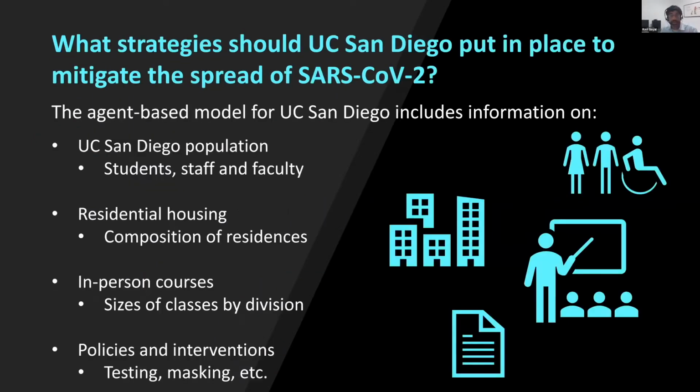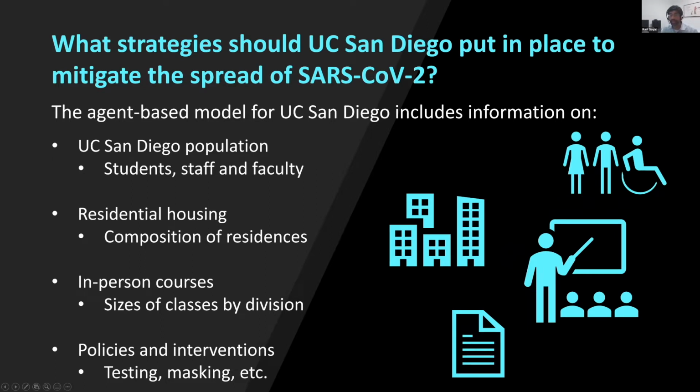The model also includes information on the courses and the size of those courses. And finally, maybe the most important, the model simulates policies and interventions implemented at UC San Diego. For example, policies around masking, testing, and quarantining.